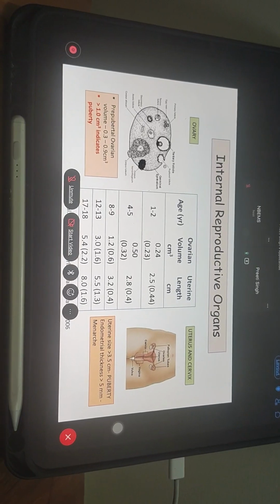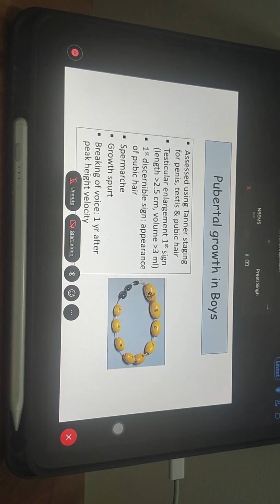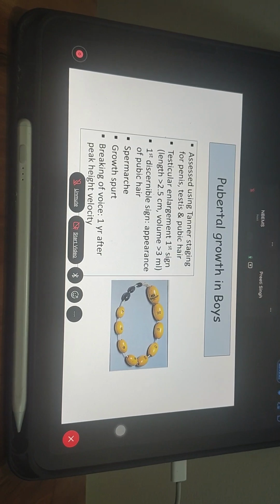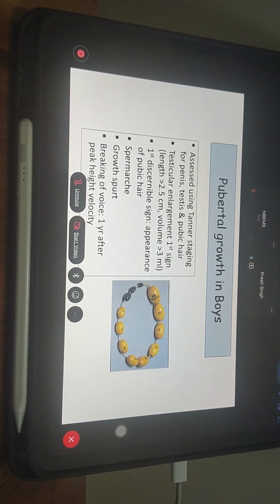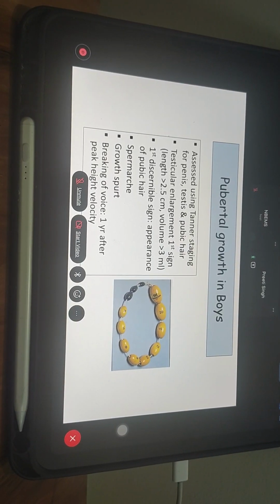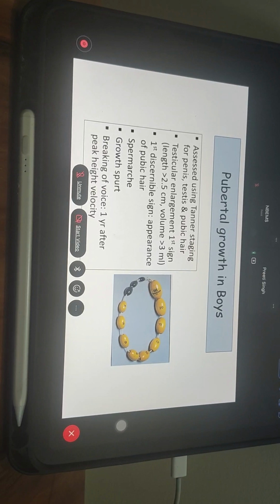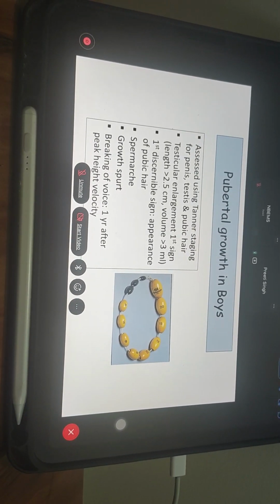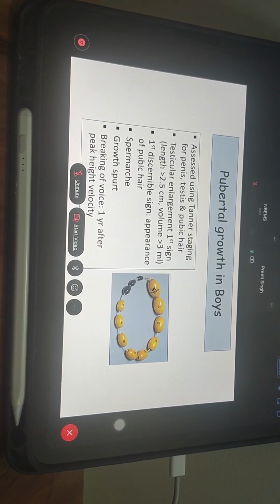Then in boys, when we assess puberty, what we need to have is a scale and a Prader's orchidometer. Now, this Prader's orchidometer helps us evaluate the size of the testes. As we all know, the first sign of puberty in boys is testicular enlargement. So anything more than 3 ml of testicular volume is considered as pubertal, and this is the first discernible sign of puberty.